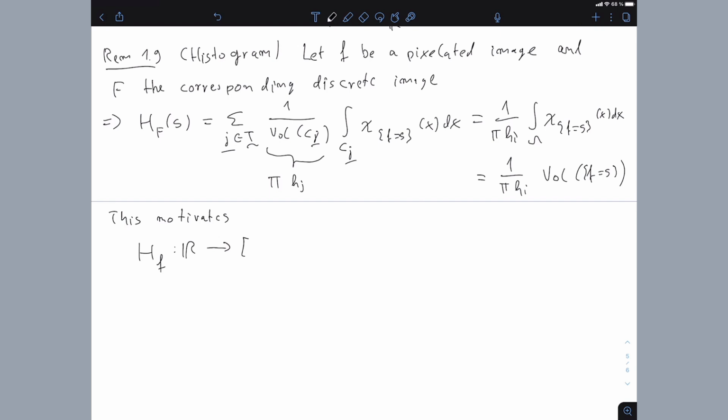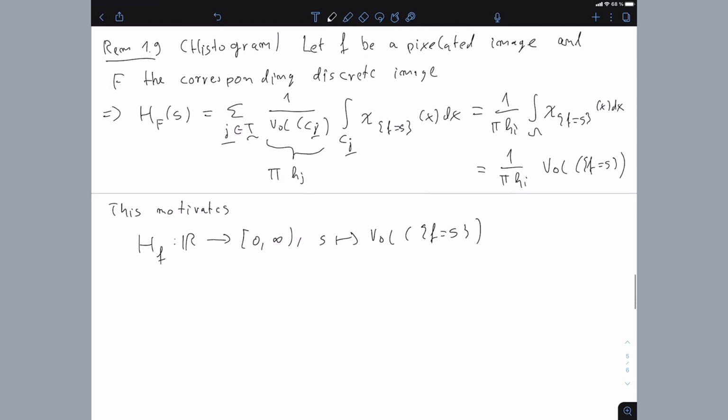So now we will need a little bit of measure theory. We just say that the continuous histogram could be a mapping from R to [0, infinity), and we just map s to the volume of these level lines. So it would be exactly the same counting that we did in the discrete case. So unfortunately, there's one problem with that.